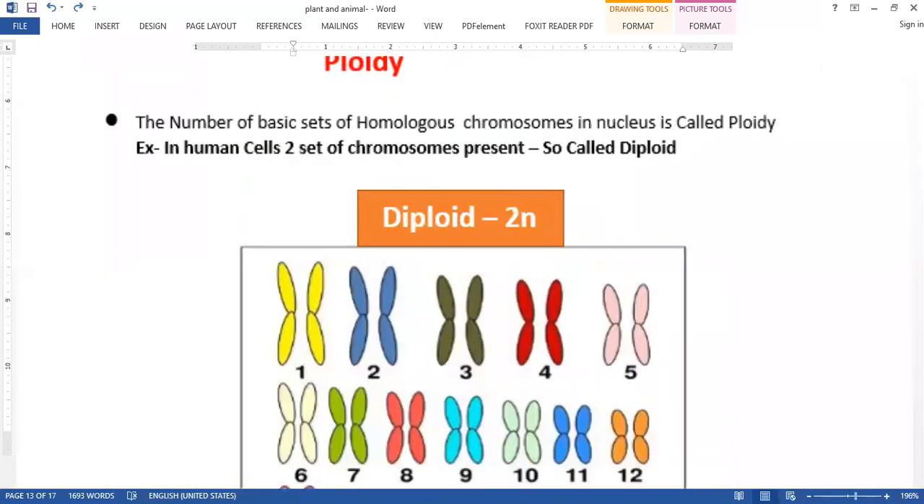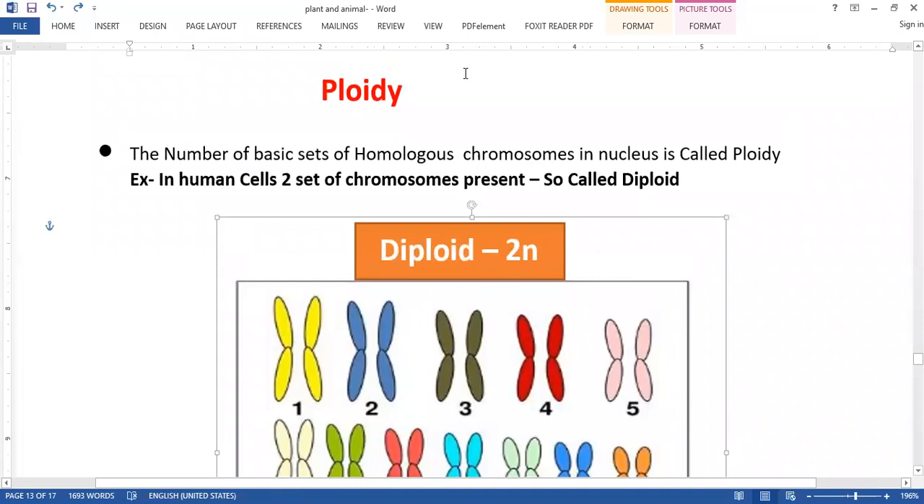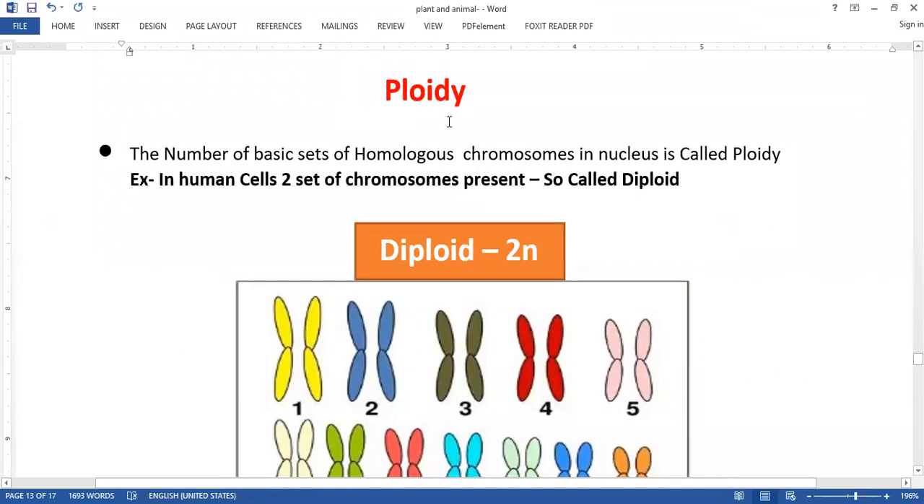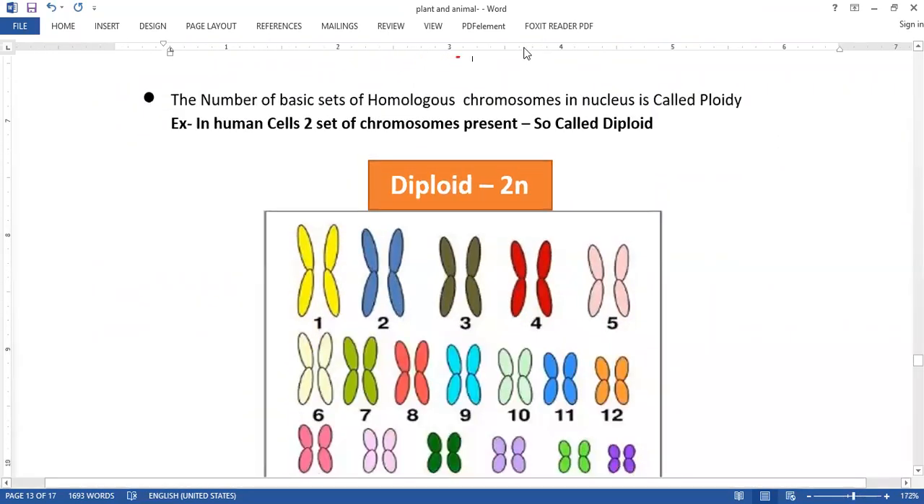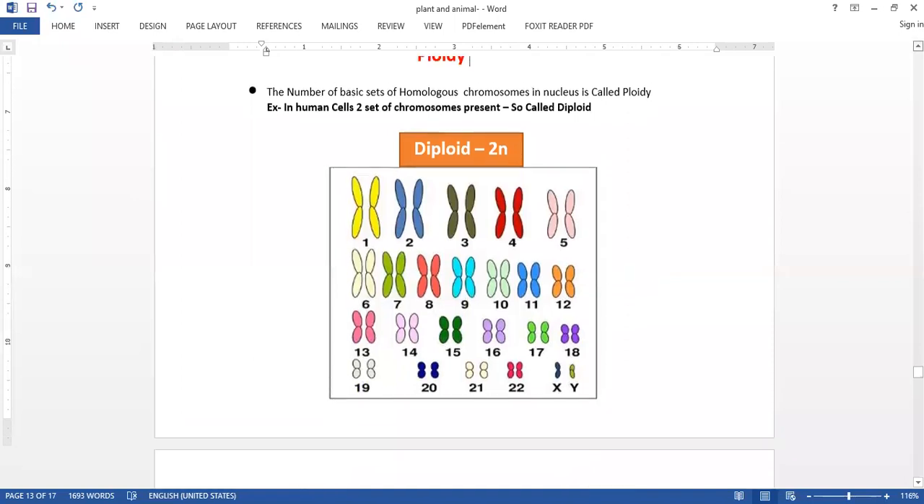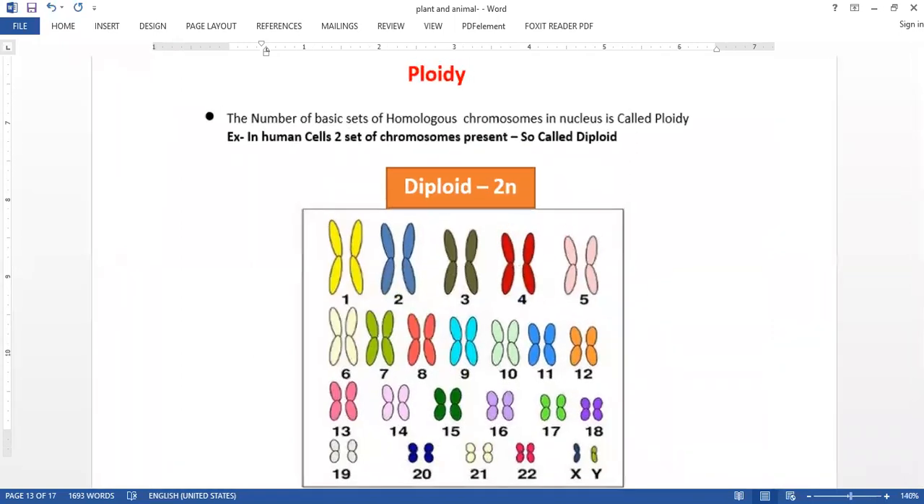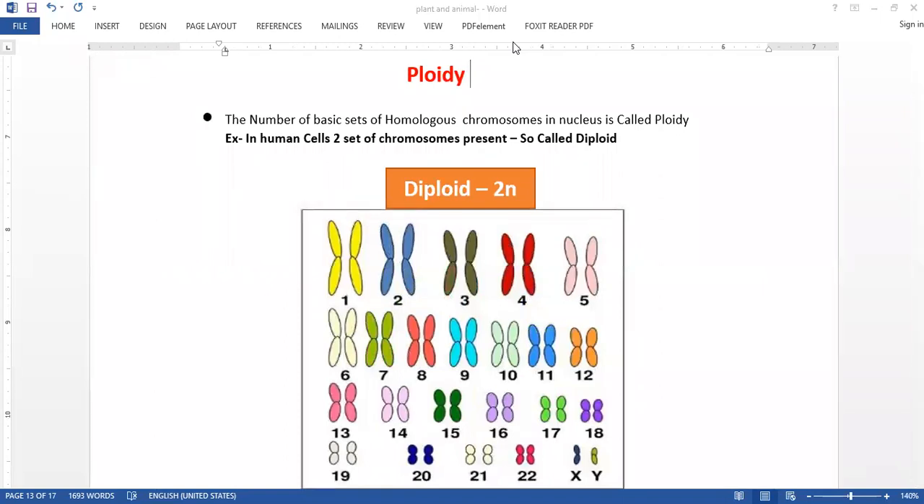Now we're going to talk about another term, ploidy. Ploidy means, in Tamil, madiyam. So you might have been seeing this one in your book also. Nobody is going to explain all this, and they can't understand very clearly about this ploidy. Ploidy means madiyam.